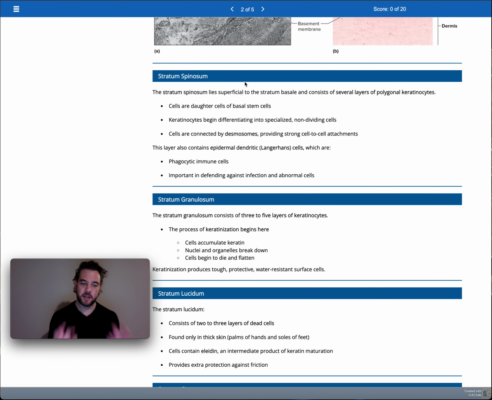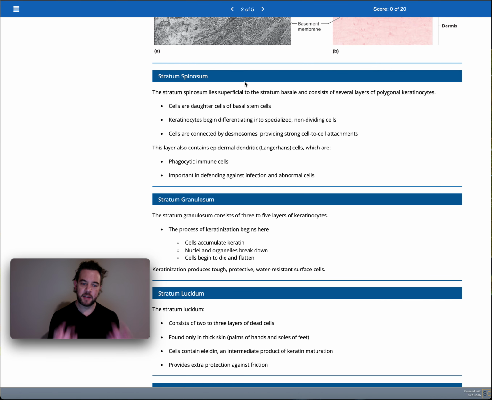So they are differentiated keratinocytes. As keratinocytes get further and further from the basal layer, they're getting further from the blood supply, and they're starting to convert themselves. So keratinocytes start differentiating into non-dividing cells. They get connected by these protein structures, helping to hold them in place. And there are also some immune cells in here. We call them dendritic cells, epidermal dendritic cells. Depending on where it is, it gets named something different, but they are a type of phagocytic cell.